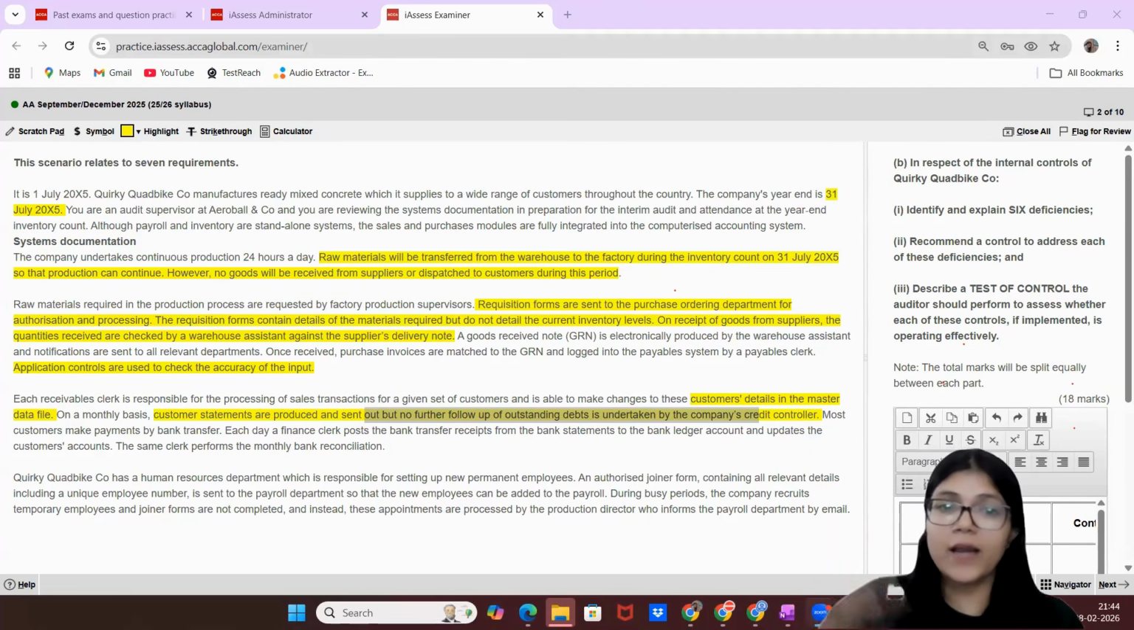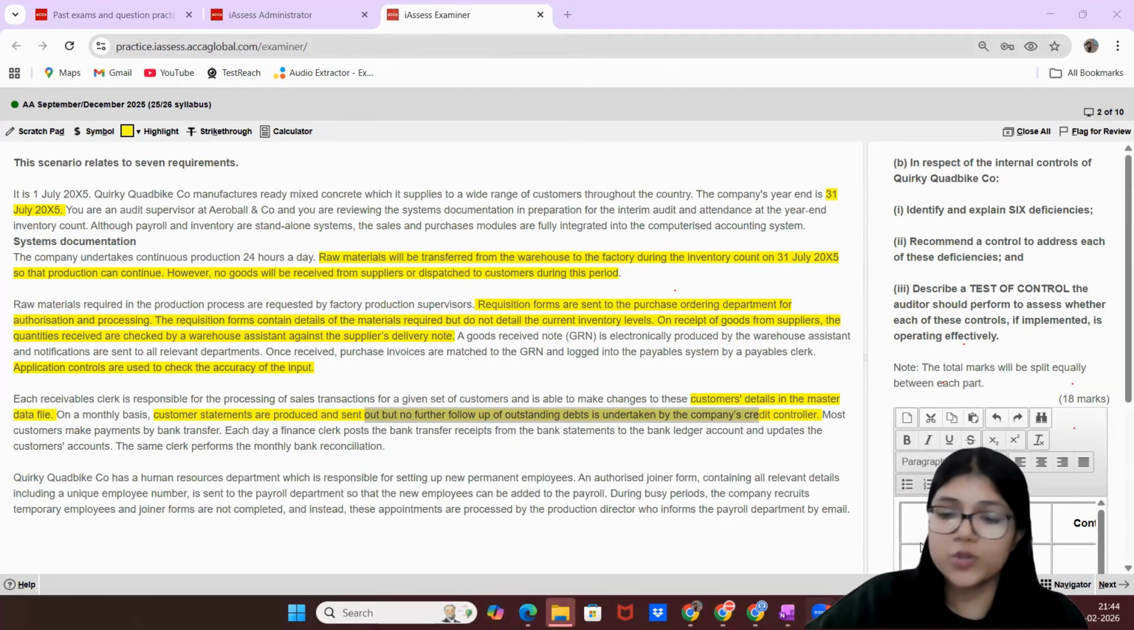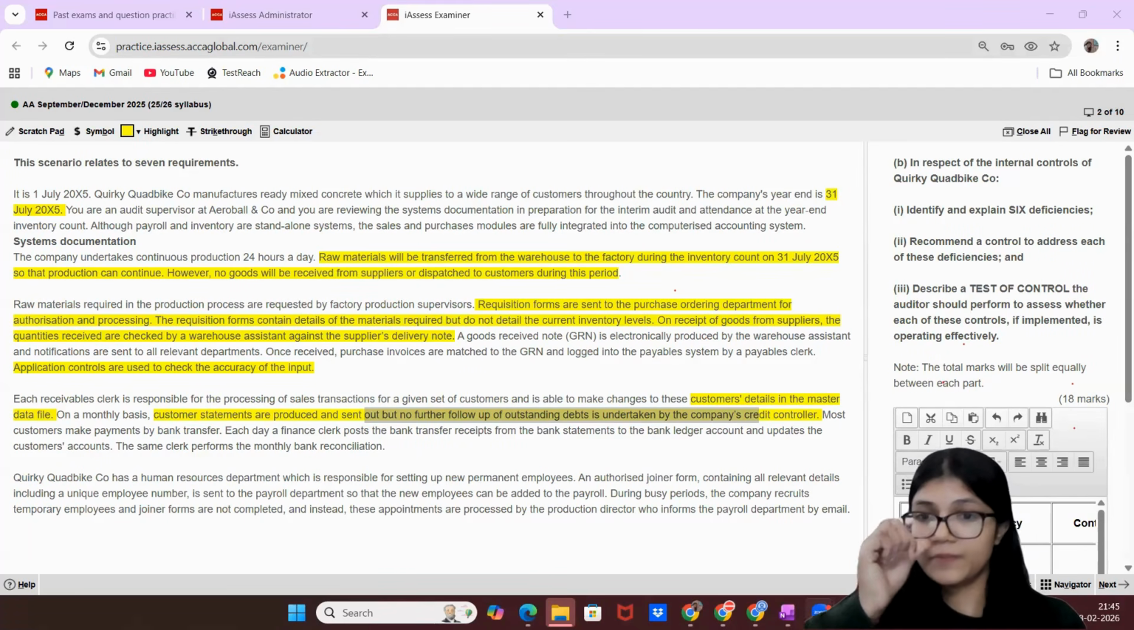Very simple. Why are they not following up with the outstanding debts? If you're not following up, ultimately your customers are not going to come forward and they're not going to pay you up front, right? You have to keep following up with them to be able to receive your amount from your customers, right? So if the credit controller is not doing their job, it is going to lead to risk of bad debts, irrecoverable debts, whatever you want to write, you can. Let me know the recommendation.